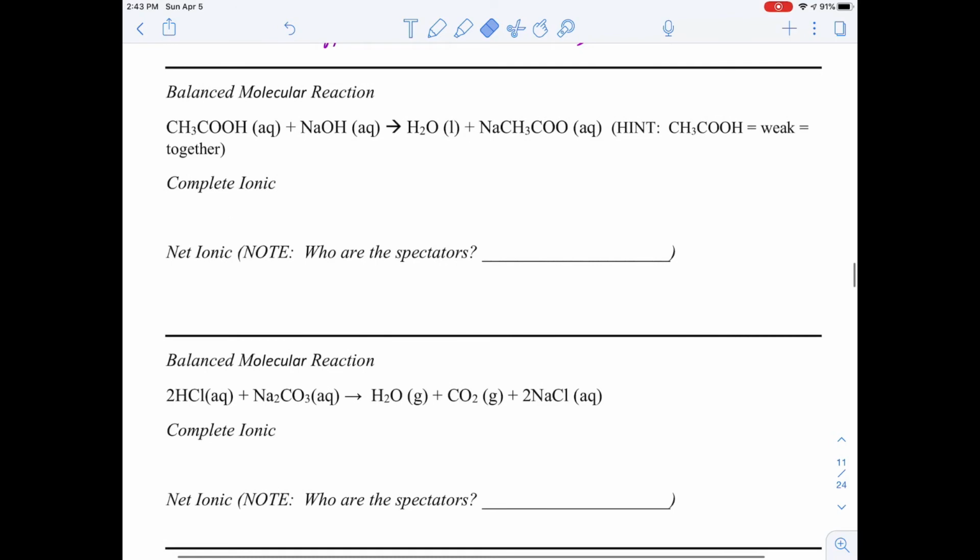All right, we got another one. Sorry, I can't just go through and do this because I've got an H on here. This guy's kind of a funny acid. His H is at the end, but it says over here that it's weak and it stays together. So this stays together.